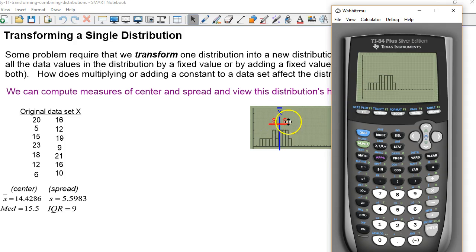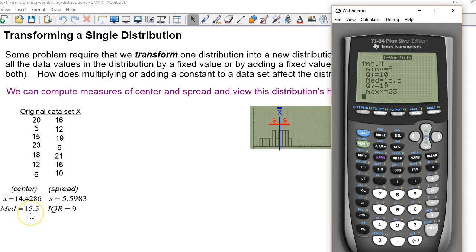There's also a mean and standard deviation for this distribution. The way we would find that is by using the one variable statistics function. If I go to stat, over to calculations, and the first one, one variable stats, you can tell it that the data is in list 1, so we'll put second 1 if it doesn't already say that. If there's anything in the frequency list, that has to be deleted so that it's blank. Then calculate, and that's where I'm getting that the mean of this distribution is 14.4286. The standard deviation, since this is a sample, we would use the S value, 5.5983. If I scroll down, I can get the median, which is 15.5.